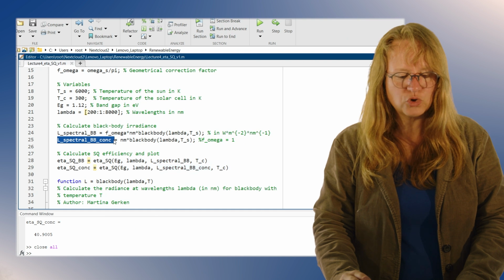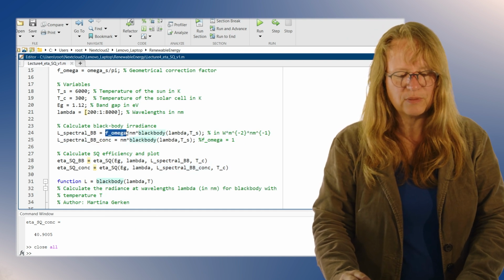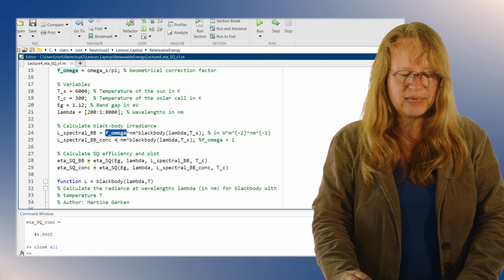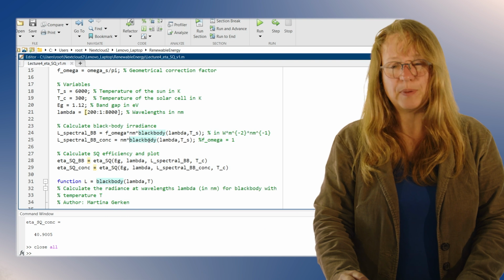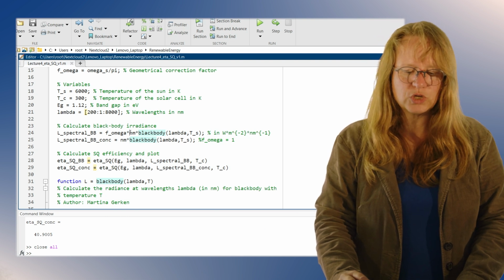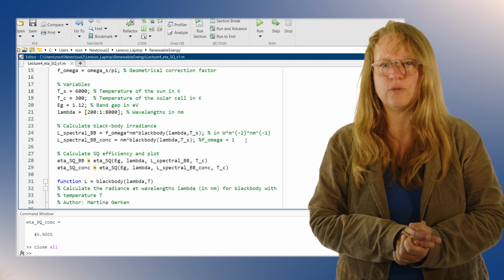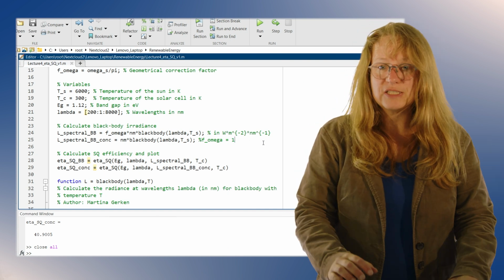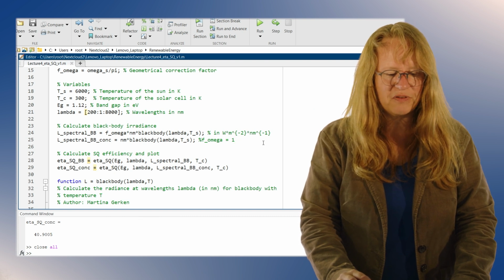So this is without considering the geometric factor F omega. So it's only the black body radiation. And I multiply here by nanometer in order to get the spectral irradiance in terms of watt per meter squared per nanometer, as we had it before in the reference spectrum, in order to be able to compare the two later on.